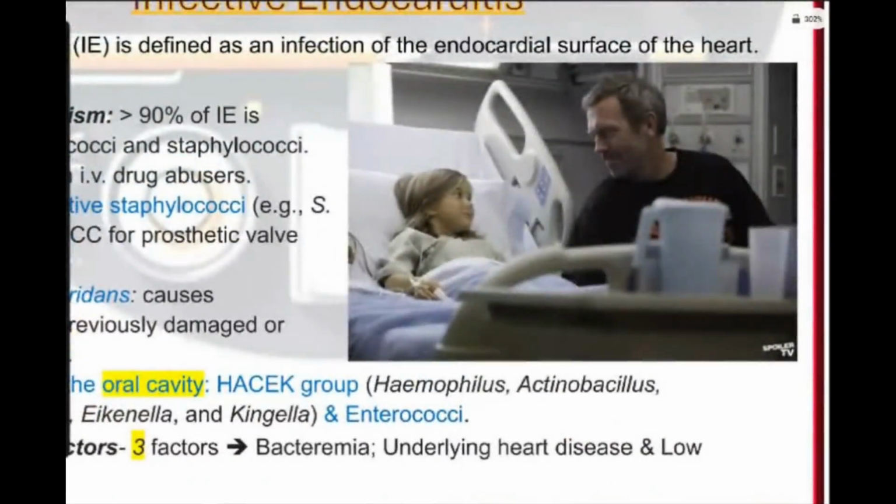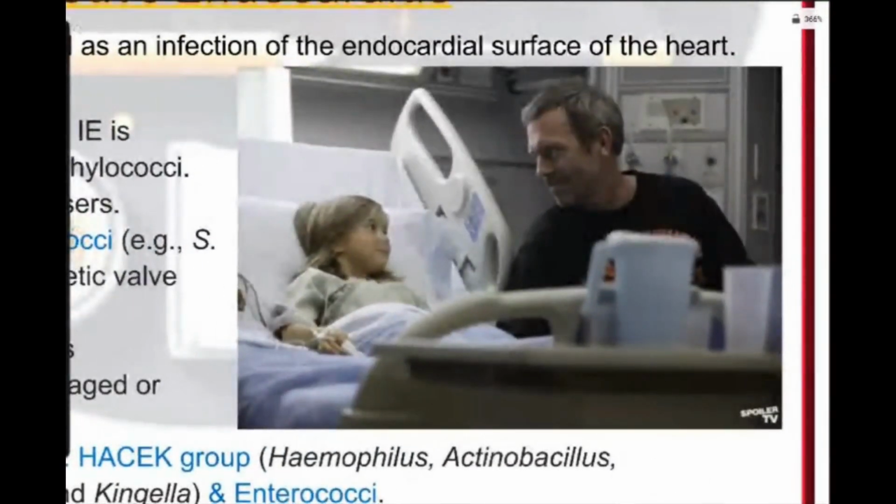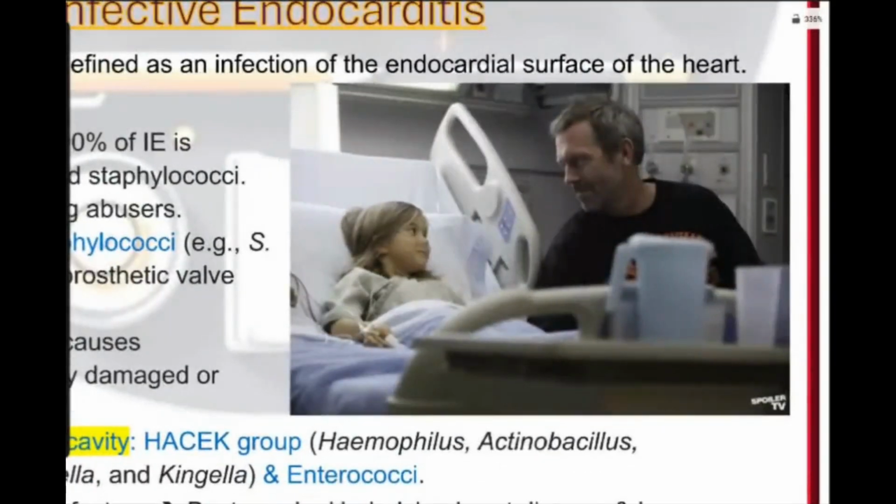Infective endocarditis. So, almost everyone must have watched this series, House M.D. Can anybody tell me the episode name? At least the season name. Yes, someone said it is season 8. Season 8, yes. In this, he will diagnose a girl as infective endocarditis.